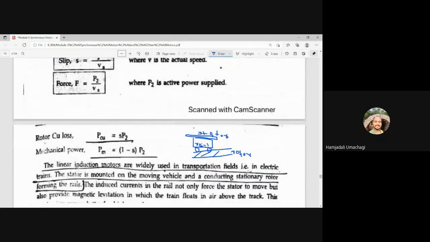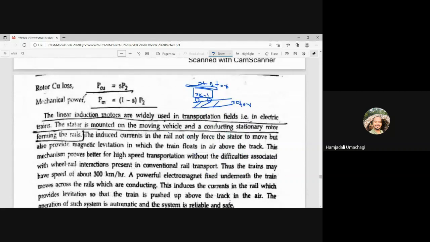Linear induction motors are widely used in transportation fields, that is, in electrical trains. So where do you find this kind of application? Usually in transportation, and that too in electrical trains. The stator is mounted on the moving vehicle, and the conducting stationary rotor forms the rail. If I take the example of normal electrical trains, suppose this is the stator and this is the moving vehicle or the railway compartment. The stator is mounted on the moving vehicle, and the track acts as the rotor, which is stationary.